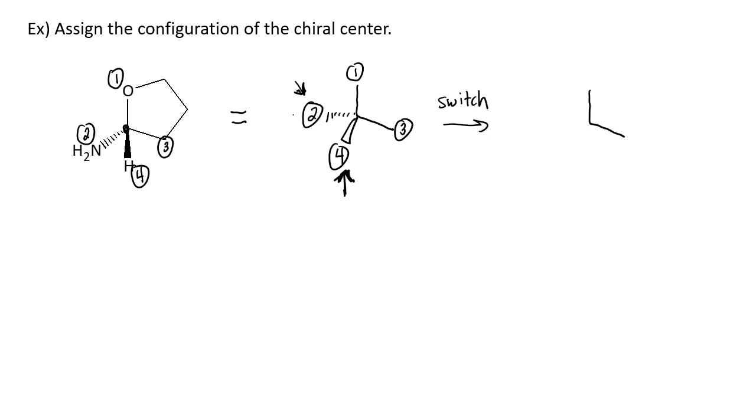I'm not messing with 1 and 3 here. Because number 2 was in the back, I need to switch 4 with that. So 4's got to go in the back, and I switch it with 2. These are the 2 things that we're switching. Now I can sort of ignore the 4th priority. I'm going to count around: 1, 2, 3, back to 1. This is counterclockwise.